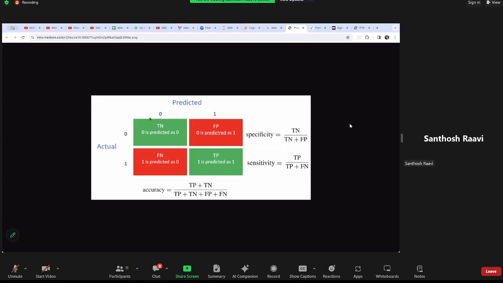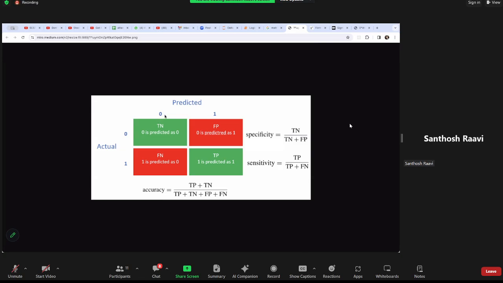Okay, see here you have the 0 and 1, which is the predicted. Here on the y-axis you have the actual 0 and 1. For a given data point, actually it is 0. 0 means negative, 1 means positive. You consider it like that. In the actual data, the value is 0, and in the predicted one, the value is also 0.